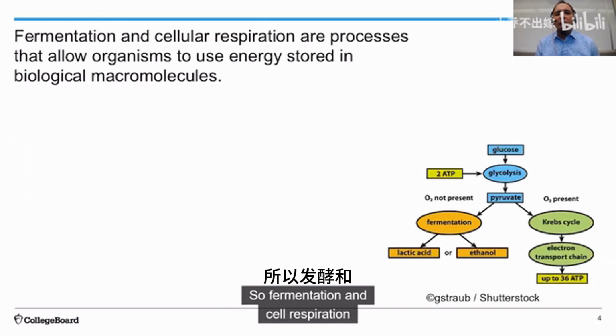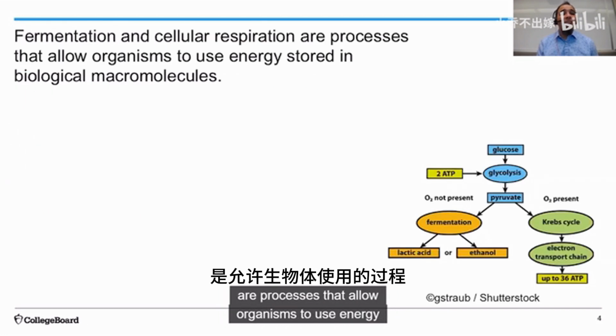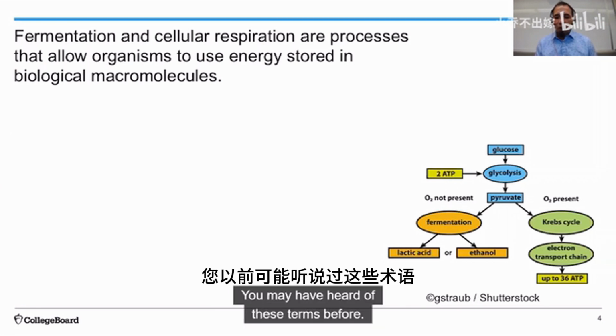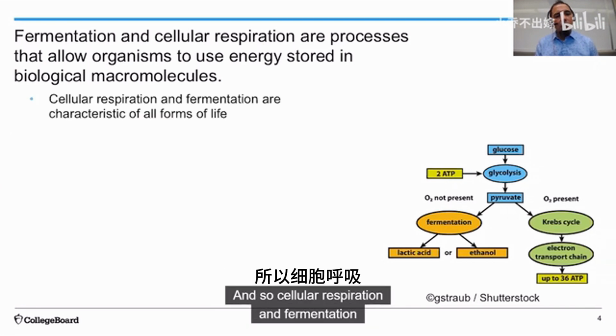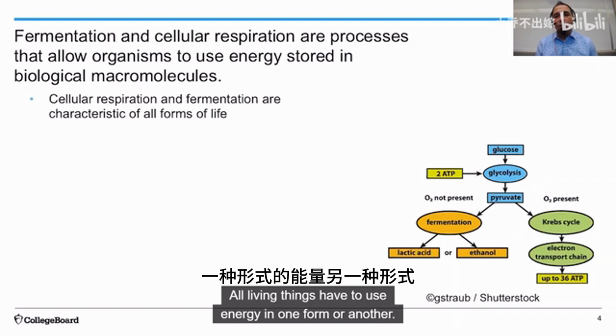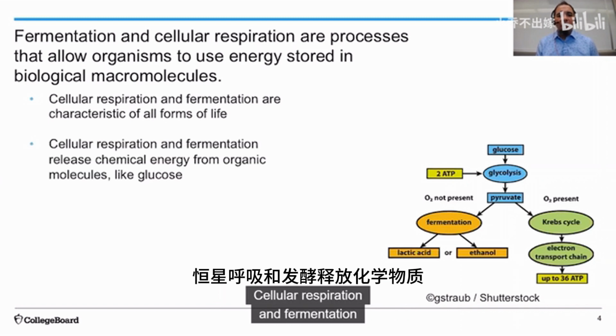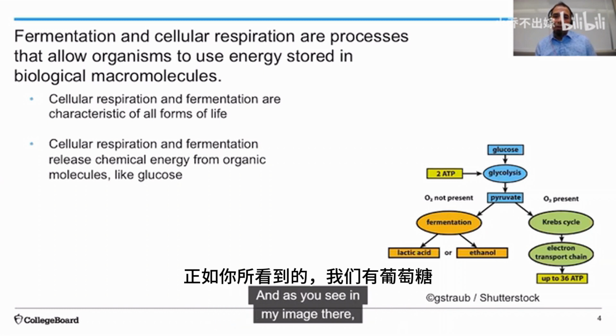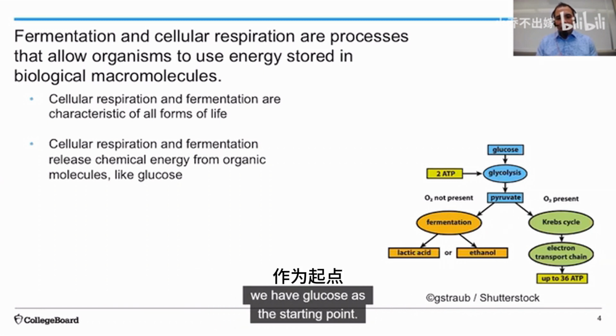So, fermentation and cell respiration are processes that allow organisms to use energy stored in biological molecules. You may have heard of these terms before. And so, cellular respiration and fermentation are characteristics of all life forms. All living things have to use energy in one form or another. Cellular respiration and fermentation release chemical energy from organic molecules like glucose. And as you see in my image there, we have glucose as the starting point.